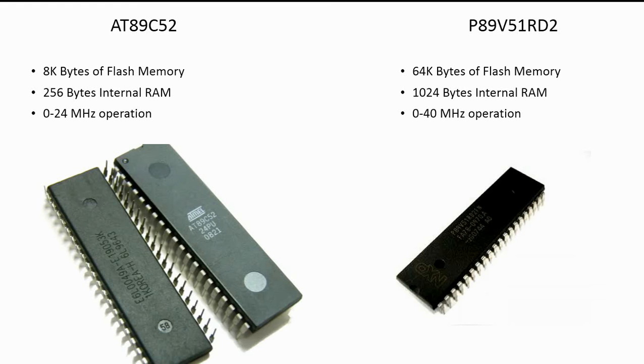One special feature of P89V51RD2 is X2 mode operation. Normally in all the 8051 microcontrollers, the clock rate is 12 clocks per machine cycle, but by selecting the X2 mode we can reduce it to 6 clocks per machine cycle.